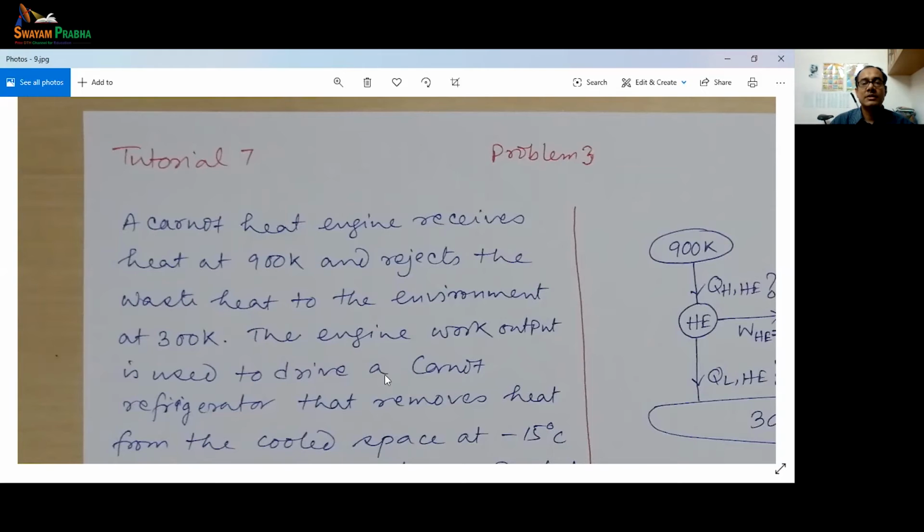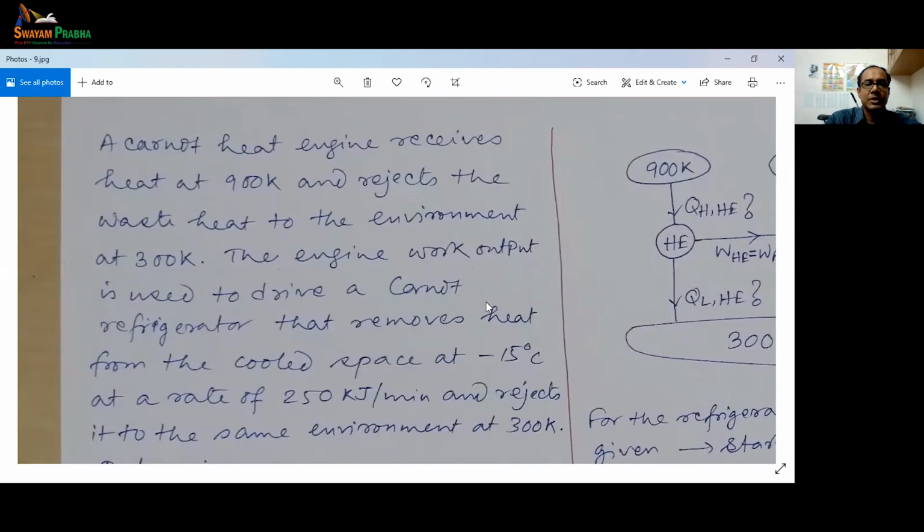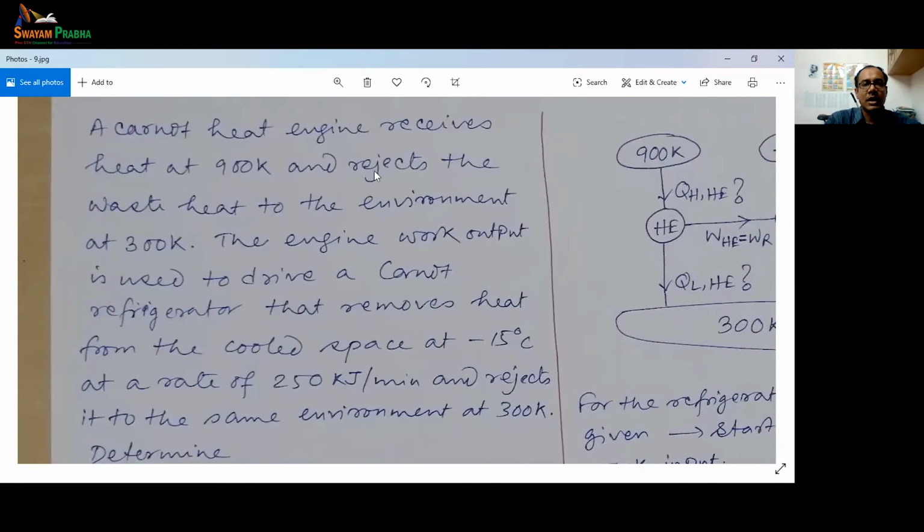What does a Carnot heat engine mean? Okay, why it is ideal, and how to find out the Carnot efficiencies and coefficient of performance. So all these things you have learned in theory. Now we'll apply it in solving problems. So the third problem of this tutorial is on a Carnot heat engine.